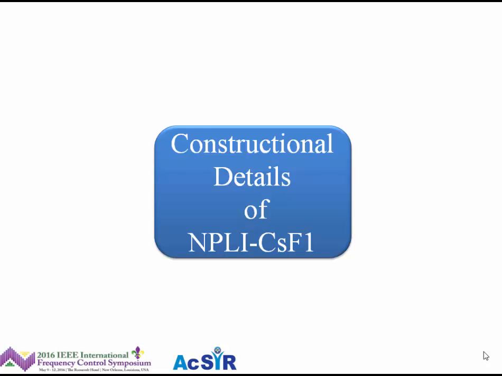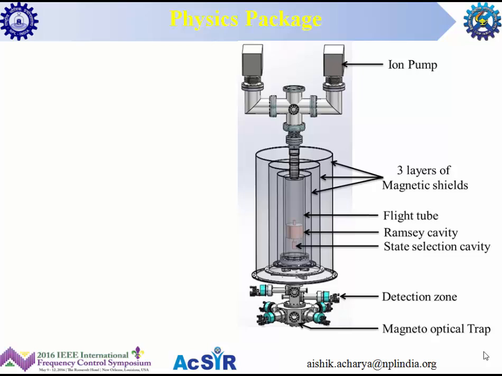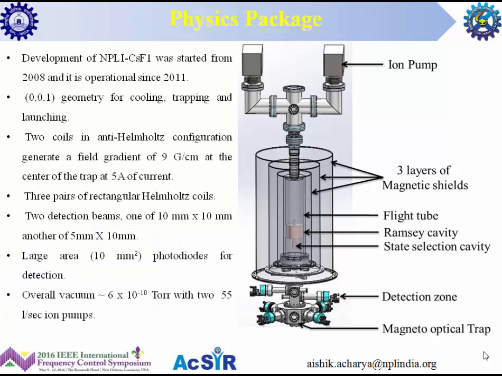So these are the constructional details of our fountain. This is the actual physics package of our fountain, and this is the optics setup. This is the actual 3D geometry of our fountain. These are the three magnetic shields, and this is the flight tube, and inside there is a microwave cavity for interrogation. This is the mode chamber. This is the detection zone. So in detail, this is the mode chamber with a detection zone.